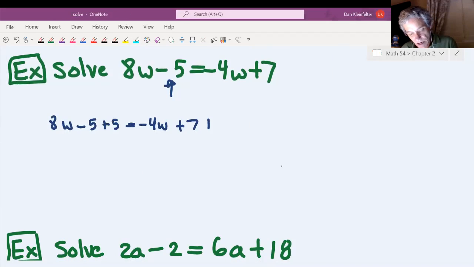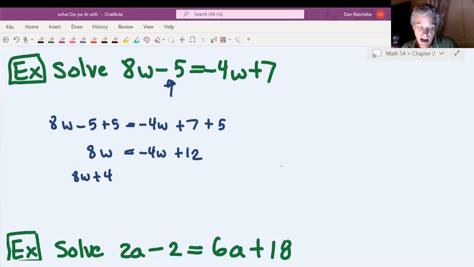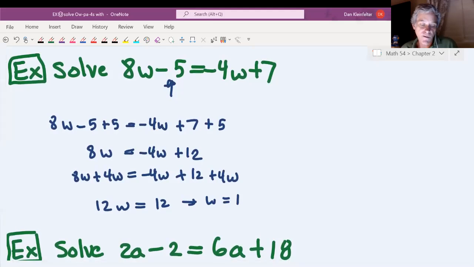So we'll go plus 5 on both sides. So then the left side, 8w minus 5 plus 5 is just 8w. And the right side is negative 4w plus 12. Okay, I've decided that the right side should be for numbers, so this negative 4w should not be there. So we should add 4w to both sides. Okay, the left side, combining like terms, we get 12w. The right side is just 12. And so then here, everybody knows that w has to be 1.